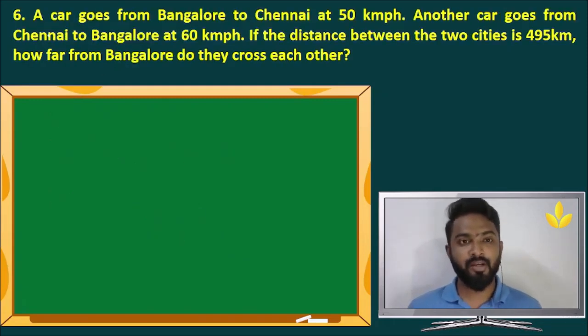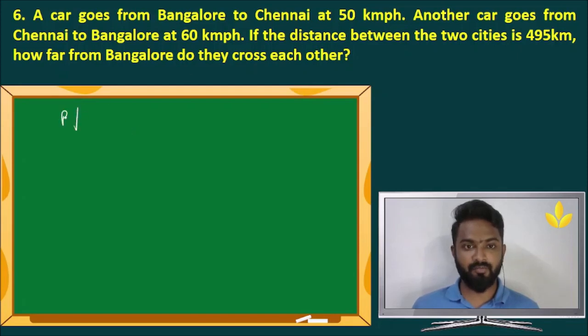Let's move on. Question number 6. A car goes from Bangalore to Chennai at 50 km per hour. Another car goes from Chennai to Bangalore at 60 km per hour. So opposite directions. If the distance between the two cities is 495 kilometers, how far from Bangalore do they cross each other? We have Bangalore, we have Chennai. The distance is 495 kilometers. Okay.